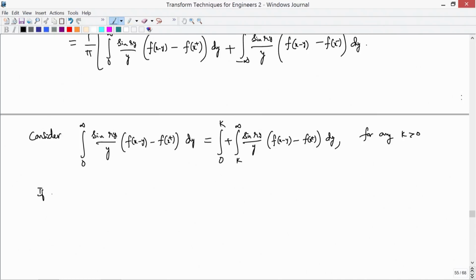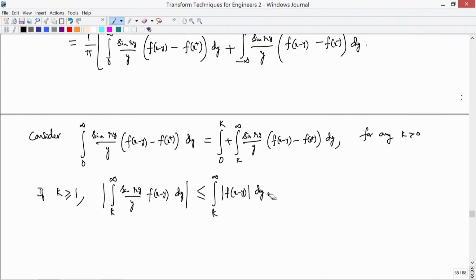If I choose k greater than or equal to 1, then consider the integral from k to infinity of sin r y by y f of x minus y dy. This quantity is always less than or equal to, because if k is bigger than 1, sin r y is at most 1 and 1 by y is always less than 1 for y in k to infinity. So, in that way you have the integral from k to infinity of modulus of f of x minus y dy.